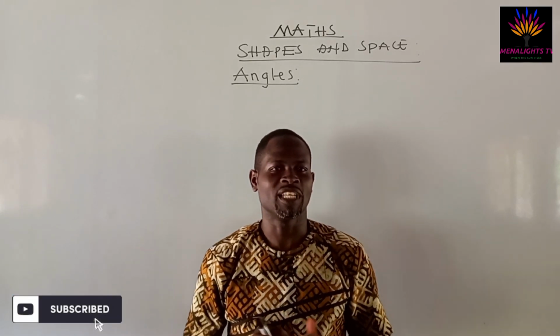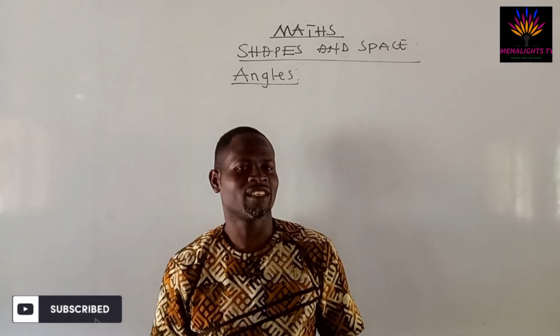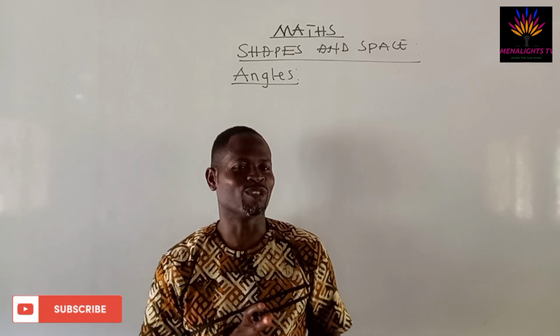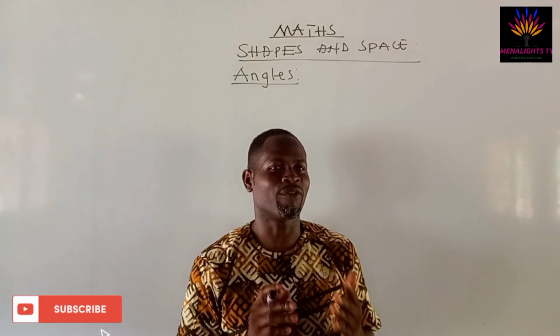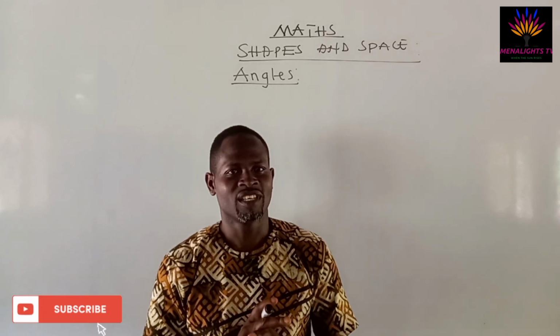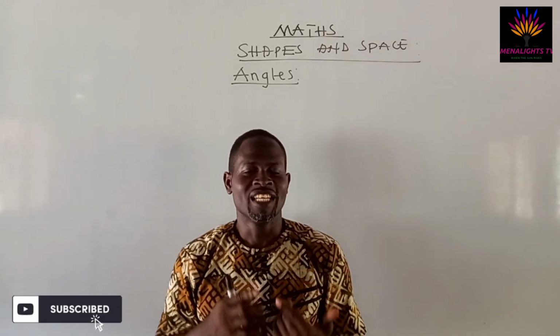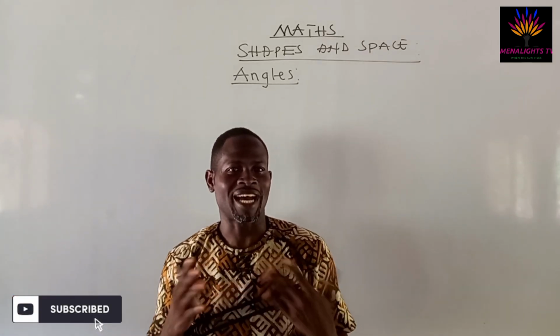Now this time around, our topic is shapes and space, and in shapes and space, we are going to look at angles. When we talk about angles, angles are formed when two lines meet. When two straight lines meet, what is formed is what we call an angle.